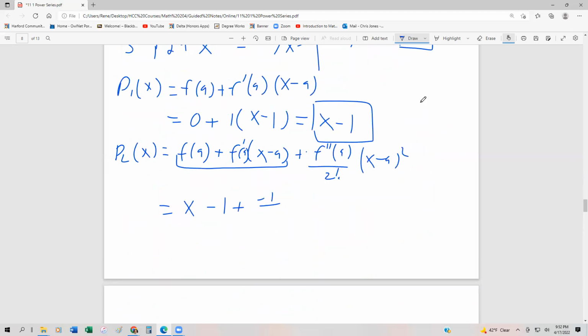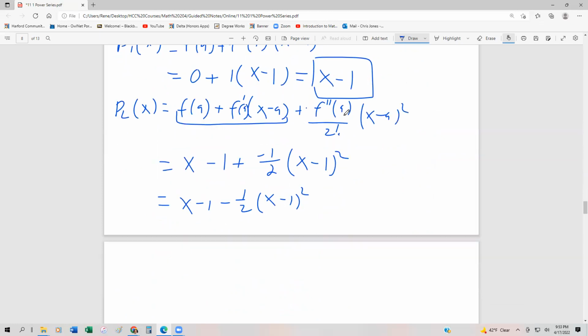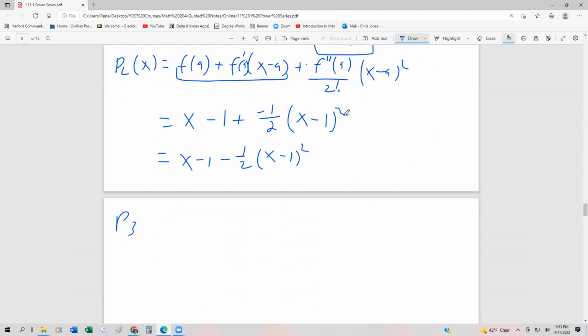That's going to be minus 1 over 2 times x minus 1 squared. Or another way to write that: x minus 1 minus a half x minus 1 squared. Of course, we could FOIL that out and get something a little bit better, but we don't have to. For P3, it's going to be what we just got, so I'm just going to copy that down: x minus 1 minus 1 half x minus 1 squared.